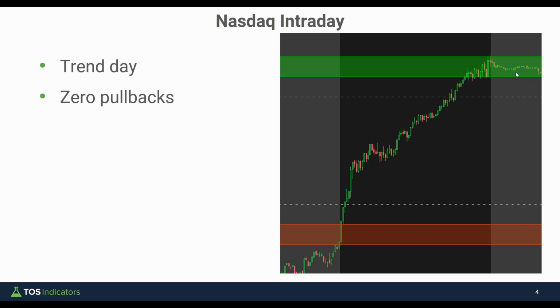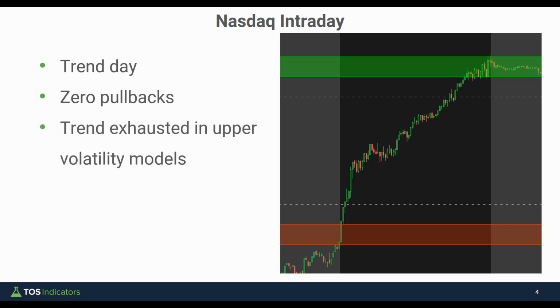Now, granted, this was towards the tail end of the day, so you might just naturally have seen the buying activity subside. The trend did exhaust near the upper volatility models, which is where our reasoning comes in for expecting some sort of a reversal, at least this week, as the markets continue to gather its breath.